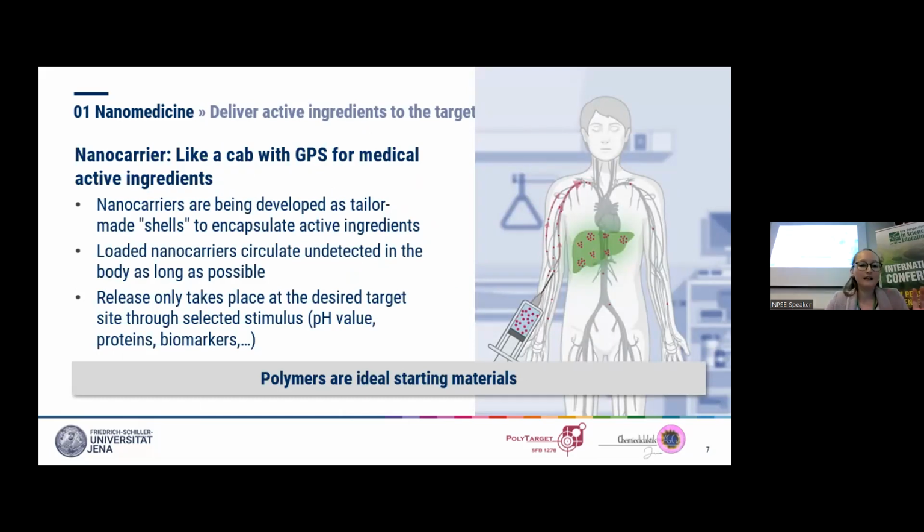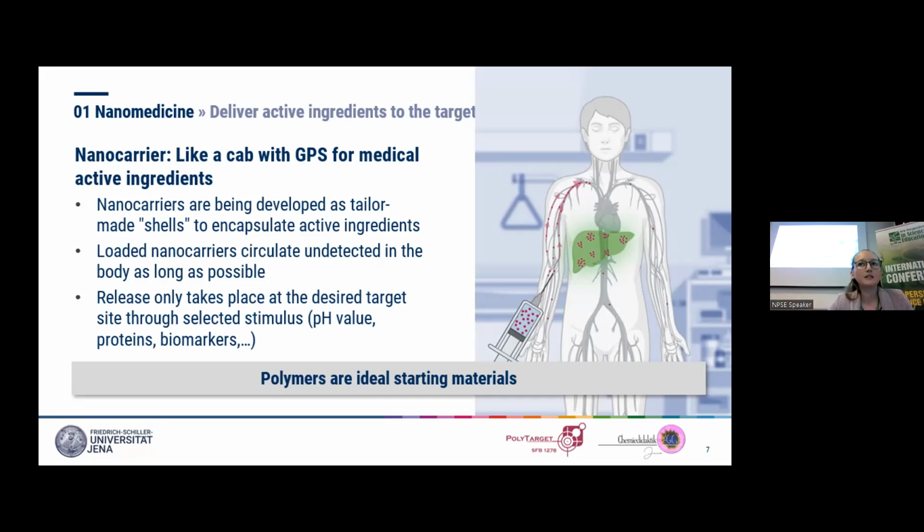And for this purpose, it is important that they are tailor-made. On the one hand, it is important that they can encapsulate very different active ingredients, because we have so many different illnesses, and so we need many different active ingredients. And on the other hand, the desired release is needed. In addition, the loaded nanocarriers should circulate undetected by the immune system in the body as long as possible. And the release should only take place at the desired target site, the site of infection, through selected stimuli. Selected stimuli are, for example, the pH value, proteins, and biomarkers.